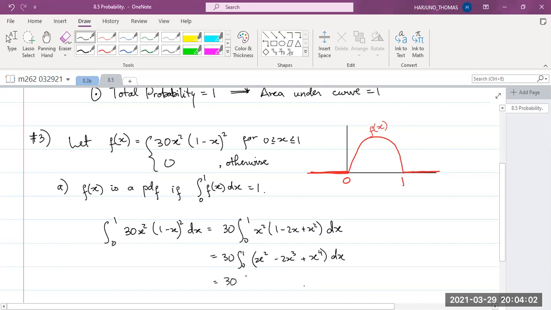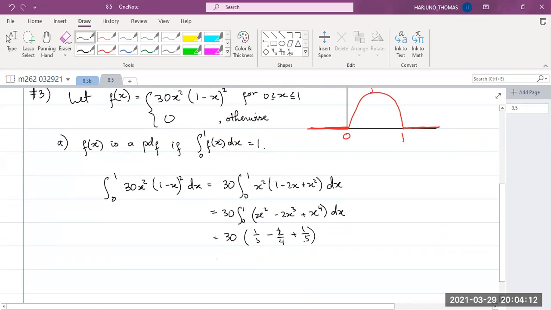That's 30 times 1/3 minus 2/4 plus 1/5. So that's 10 minus 15 plus 6. That equals 1, right? Because the total area under the curve is 1, f(x) is a probability density function.